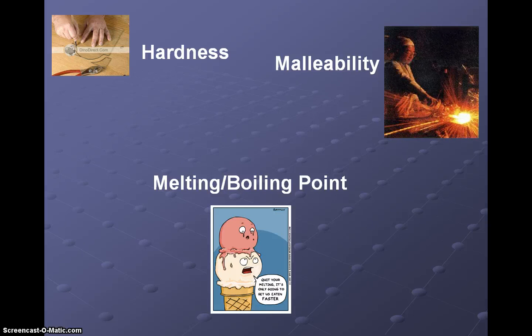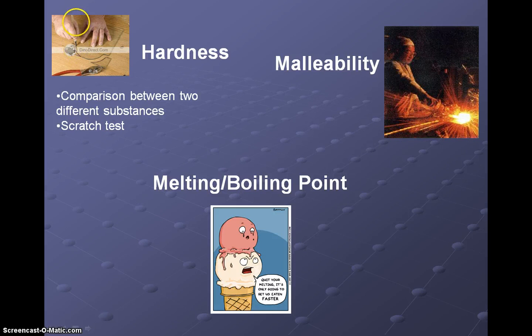Hardness. You may remember this if you've taken earth science already, you learn about comparing the hardness of different minerals. So it's actually a comparison between two different substances, and it's a scratch test. If one substance will scratch another, then it's considered to be a harder substance. If you look here, this person is using a diamond tipped X-Acto knife in order to cut glass.